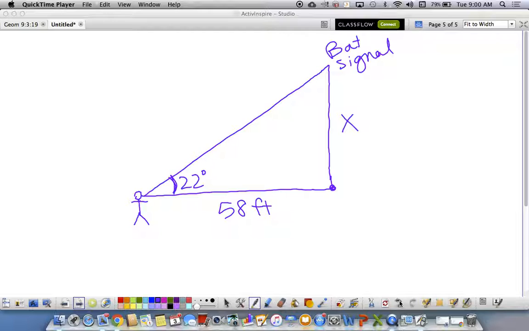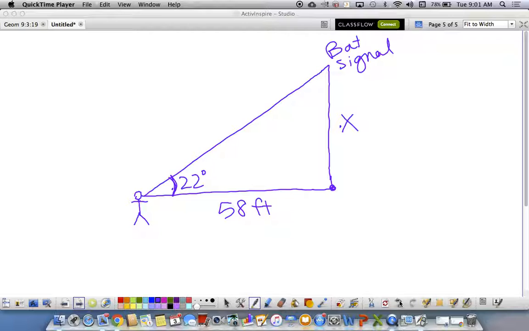Thanks, Alex. Alright, so which trig function did you use? Bella, what trig function did you use? Which angle are you given? This one right here. What is this in relation to that? Opposite? 58 feet. So that's adjacent. What are you looking for?